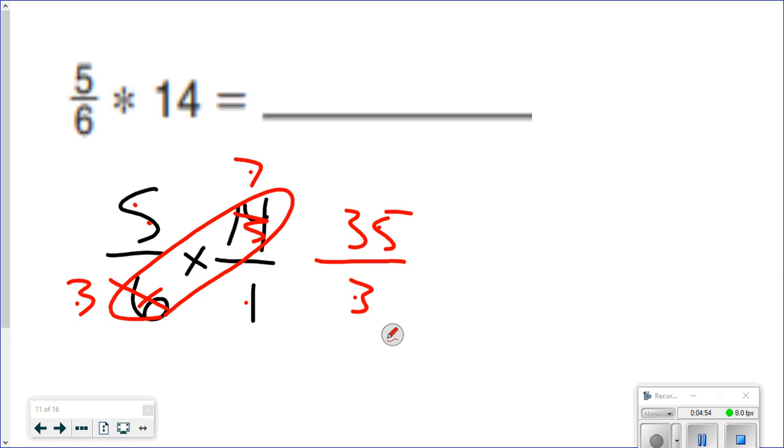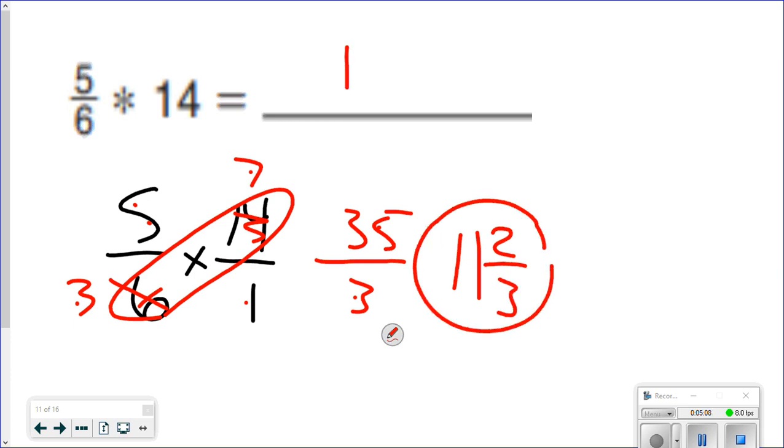3 times 1 is 3. How many 3's go into 35? Well, 11 3's can go into 35 because 3 times 11 is 33. 33 is pretty close to 35, just too short. There's your answer. 11 and 2/3.